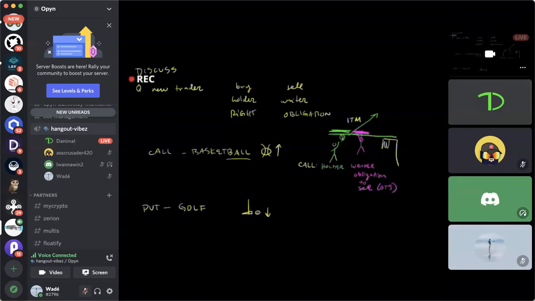And then for the writer, obligation to buy. And then for puts, that was a really quick way to summarize it. For puts, we have a put, and then we have a holder and a writer.